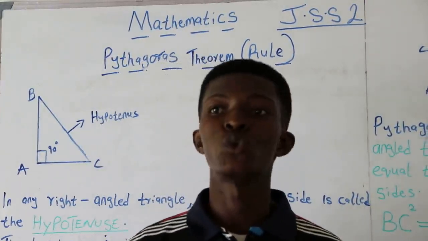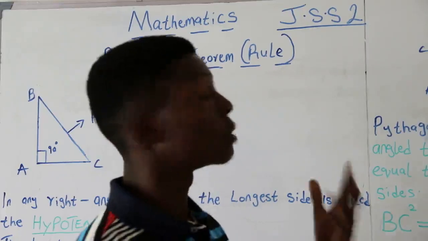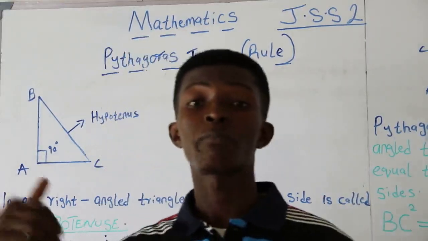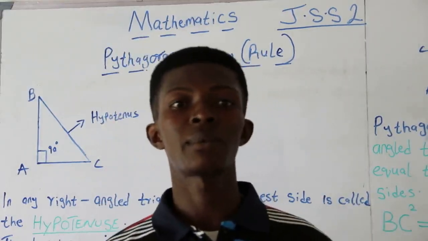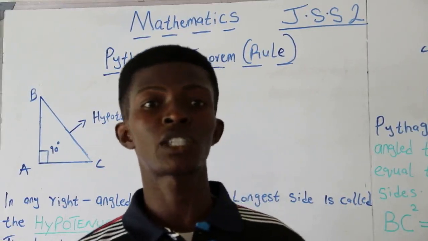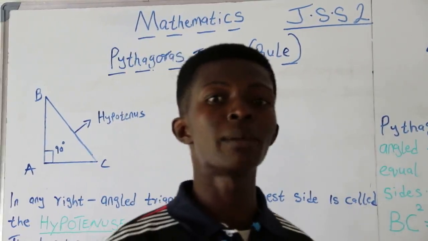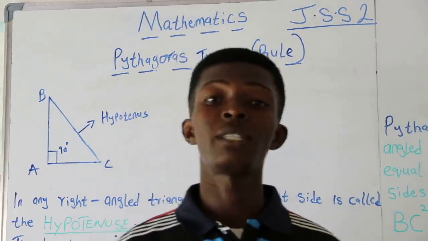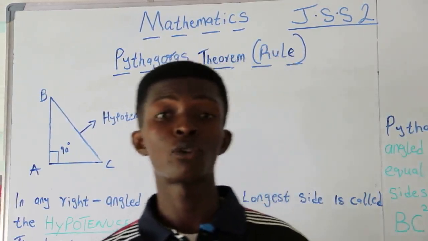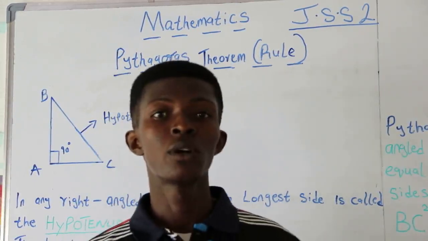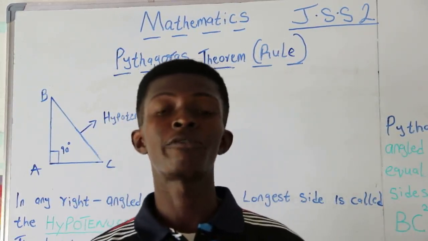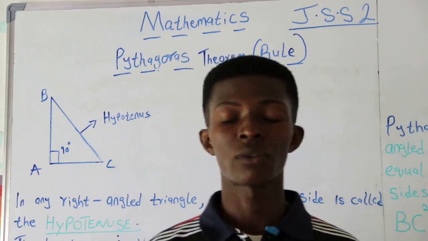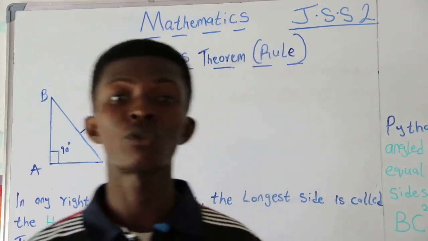Now, there are things you need to know whenever you hear the word Pythagoras. First of all, the word Pythagoras is a person's name. It's the name of a man, a Greek mathematician, who discovered the theorem that we are about to study today. And if you're having to solve a problem using this Pythagoras rule, first of all, it must involve a right-angled triangle. Like we all know what a right-angled triangle is.